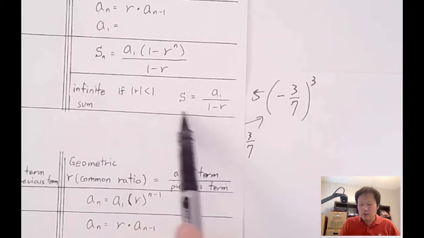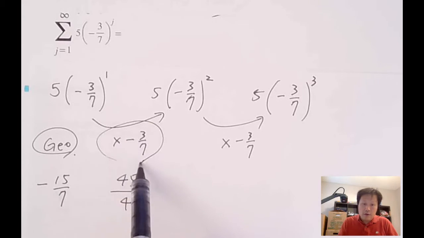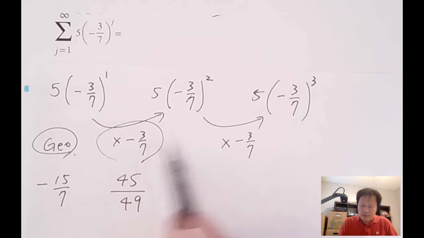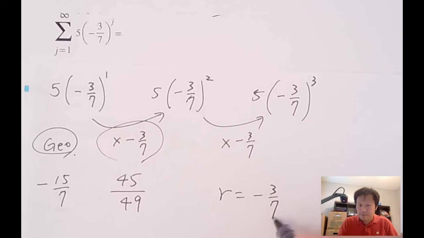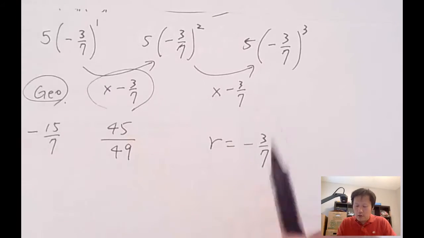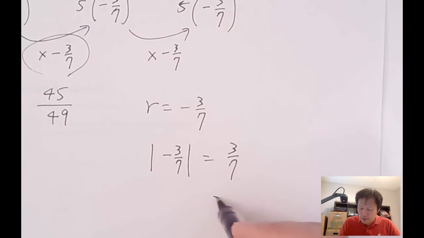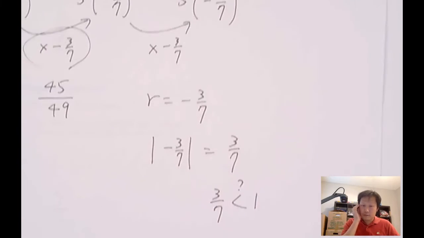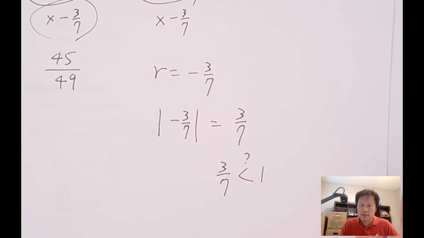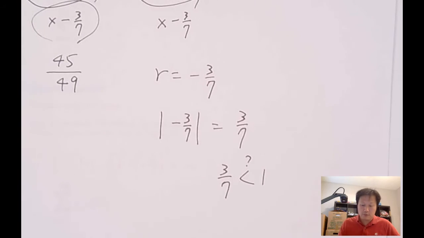Let's check the condition. What's the value of r? Well, the value of r is minus 3/7. So to check the condition, you need to get the absolute value of r. If you take the absolute value of minus 3/7, which is 3/7, the question is, is 3/7 less than 1? Yeah, 3/7 in decimal is less than 0.5. If you put that into the calculator, 3/7 is less than 1? Yes, it is. What does that have to do with anything? Well, we get to use this formula.